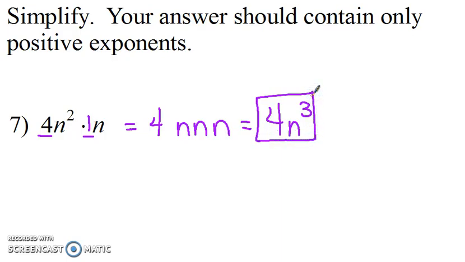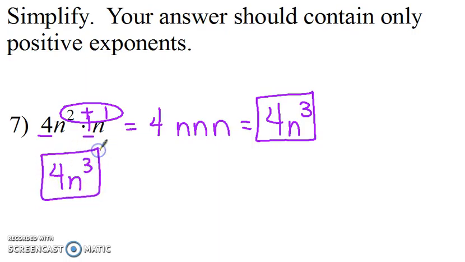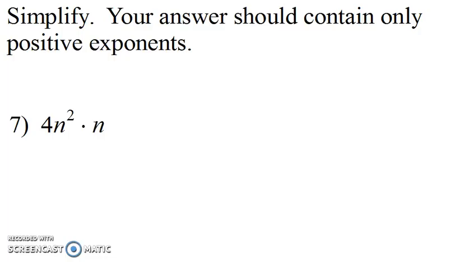For the shortcut, you multiply those, that equals 4, and then you add these, and you get 3. Either way, you get the same answer. Do whatever is more comfortable for you. Try this one.